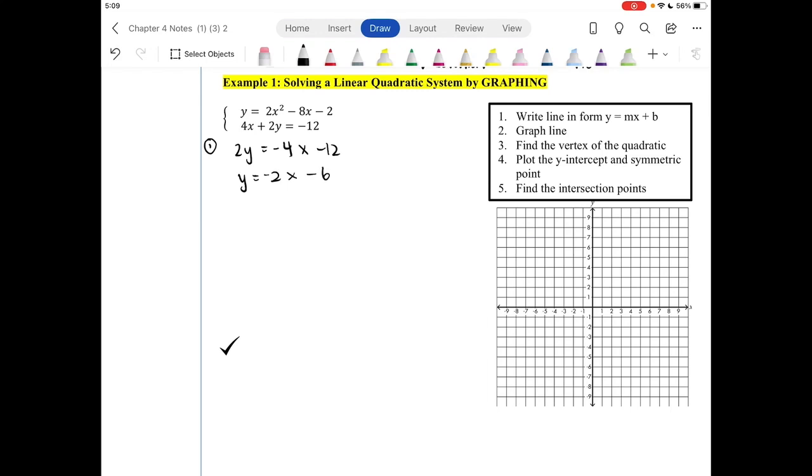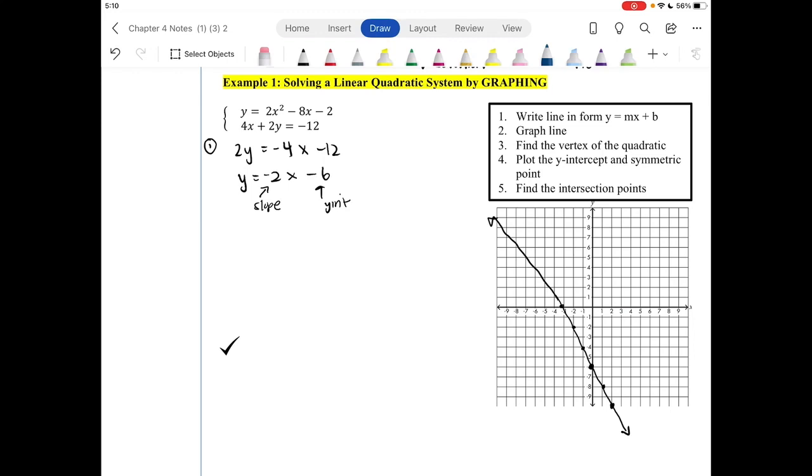Then we need to graph that line. Remember, our negative 6 will be the y-intercept, and the negative 2 is our slope. So we'll start at negative 6 on the y-axis, and then move down 2 and over 1 to the right a couple of times, and we can go up 2 and over 1 to the left. Once we have a few points, we can draw our line in both directions.